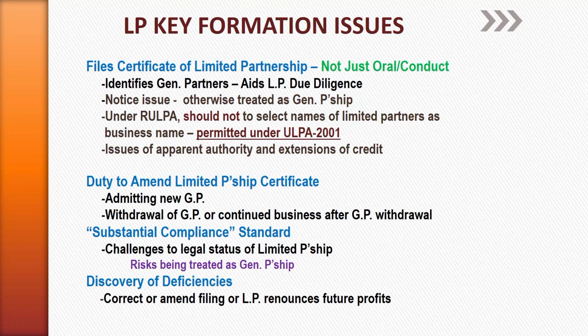Under RUPA, be careful not to use the name of limited partners in the business name, because that may create apparent authority. That is permitted under UPA 2001, but it's not under the other. So think about these areas where there's sort of a natural break or distinction between the sets of laws. Your duty to amend it, right? The limited partnership certificate. Well, if you're bringing in new general partners, people controlling the business, or if you're having the withdrawal of a general partner, or if you're going to continue the business after the general partner has withdrawn. So there are some things that require you to amend that certificate over time.